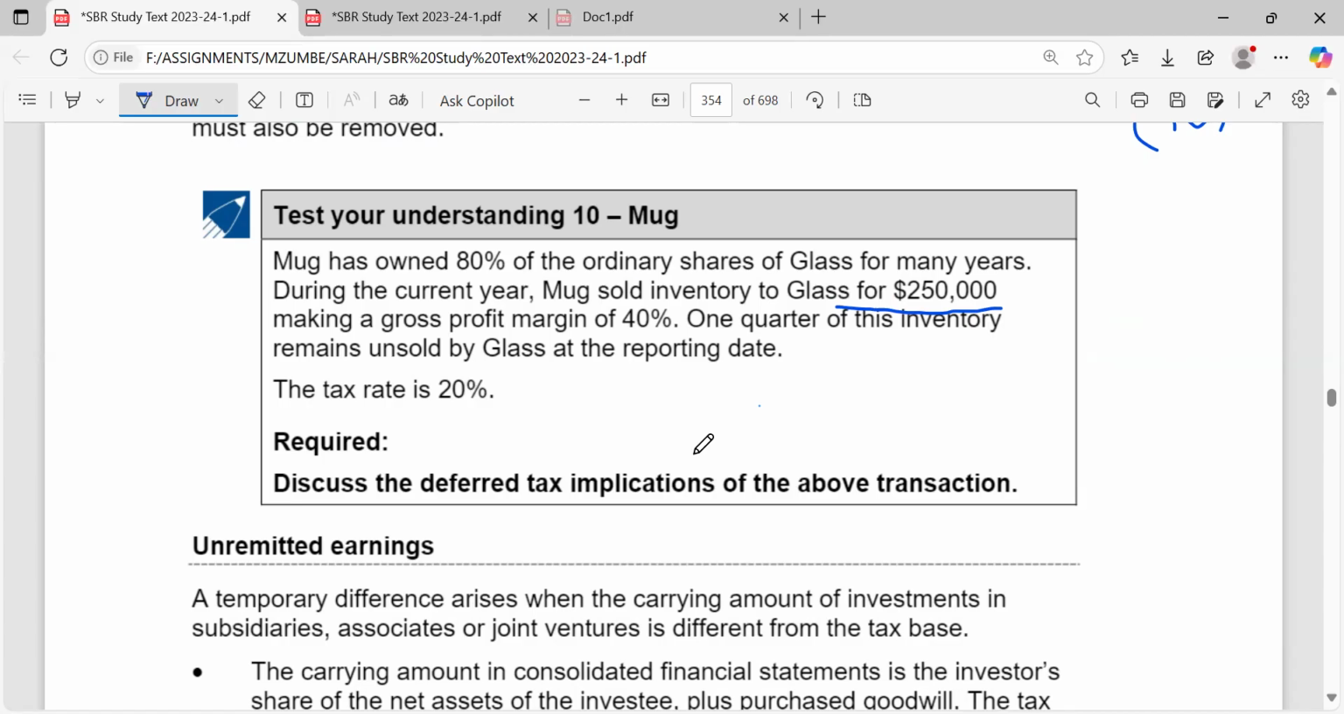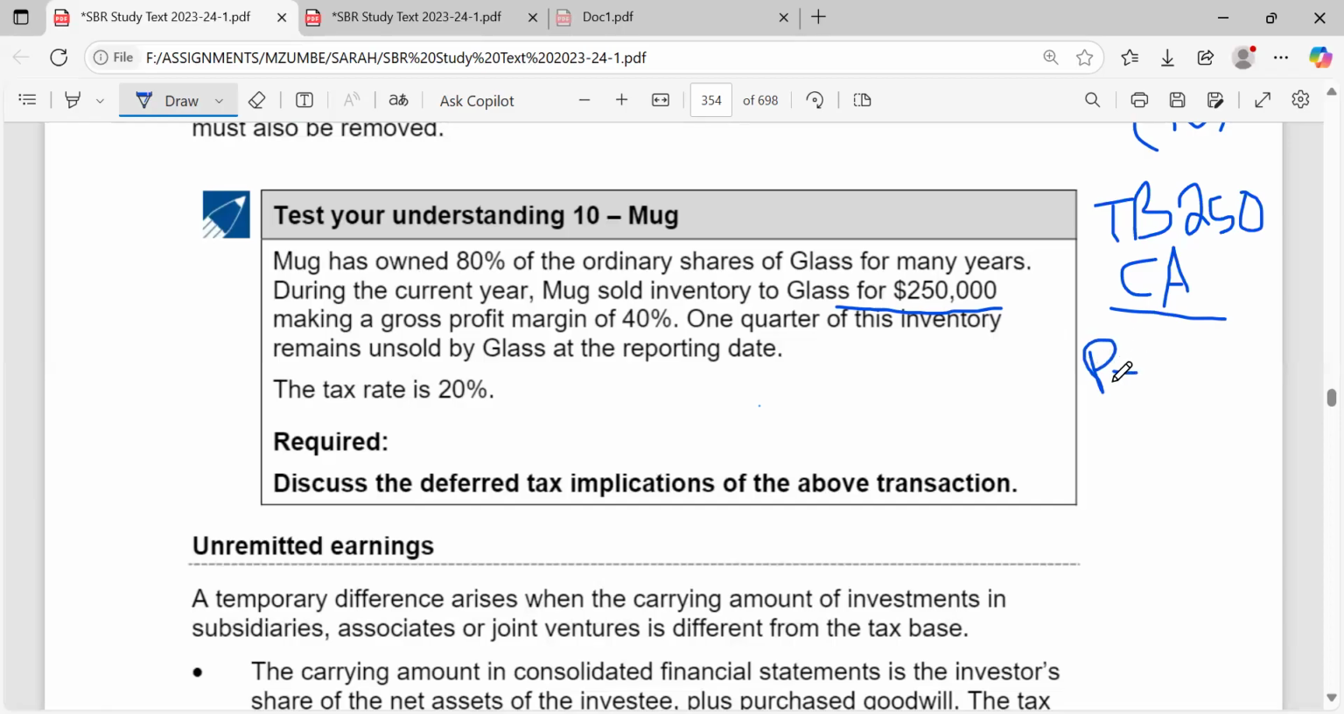Okay. What are we going to do? First of all, we need to compute the provision for unrealized profit. For the tax base, we take the figure as it is, right? Inventory had a value of 250, so we have 250 there. We say that's the tax base. Now, how do we get the carrying amount? Getting the carrying amount would be this way. This was the inventory sold for this. MAG sold inventory for this figure, so this is the selling price, but we have a gross profit margin of 40. So what is the total profit?